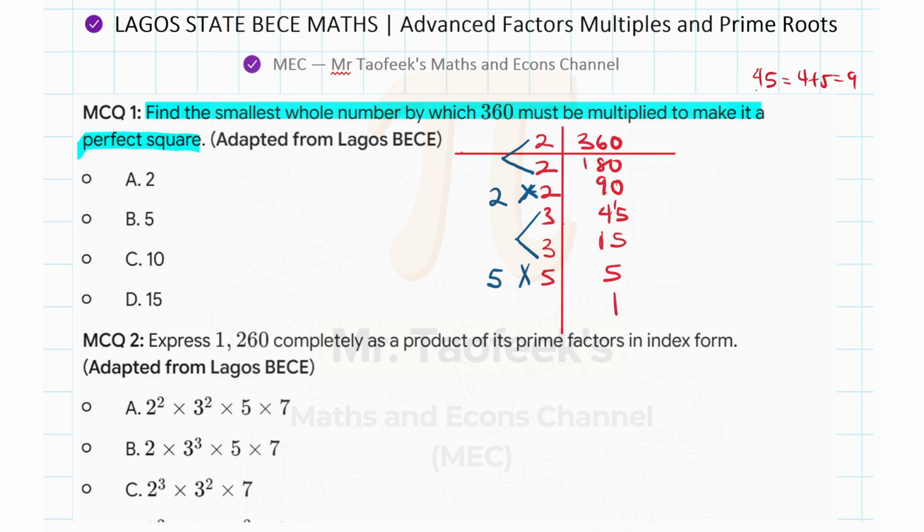Are we together? So all you have to do now is take those extra numbers that you have multiplied by the factors. Those are the two numbers that you will multiply together. So 2 times 5 gives us 10. So that simply means 10 is the smallest number that we need to multiply by 360 to make it a perfect square. So our answer is C.